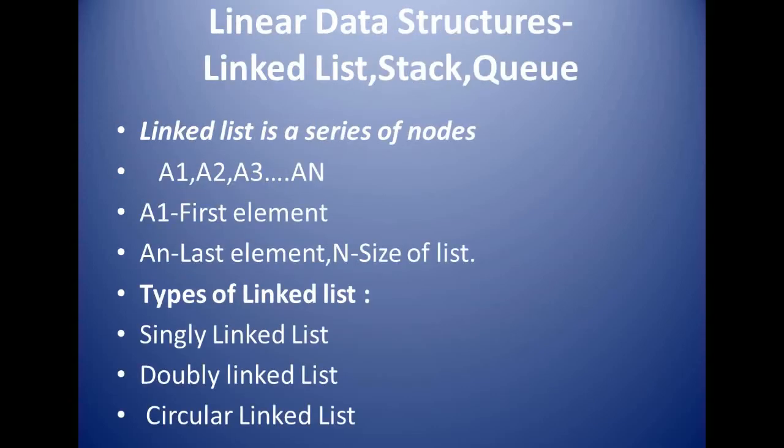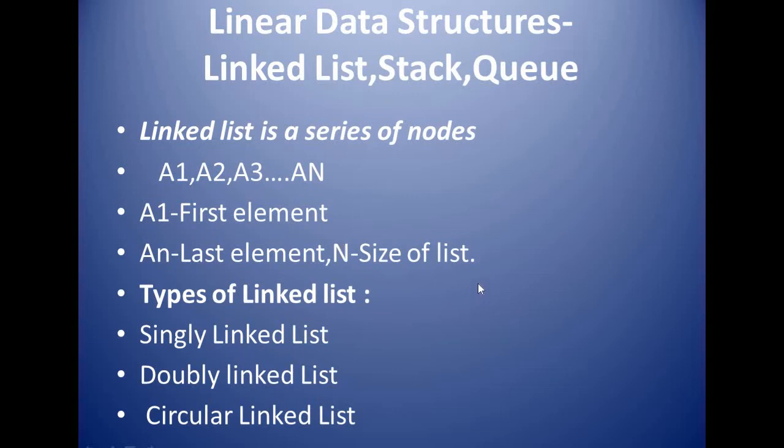Next, what do you mean by linear data structure? I already told you linear data structure means linked list, stack, queue; everything is a linear data structure, and non-linear data structure means tree, graph, and all come under the non-linear data structure. A linear data structure is a series of nodes. So here A1, A2, A3 up to AN are the element names. A1 represents the first element and AN is the last element. So this N is the size of the list. If 1 to 20 elements are there, A1 is your first element, A20 is the last element, and 20 is the size of the list.